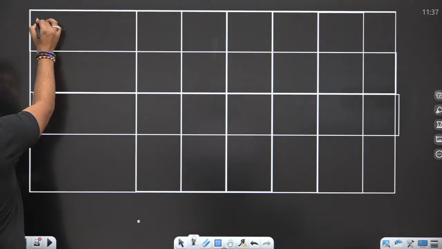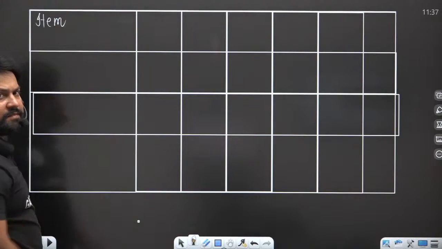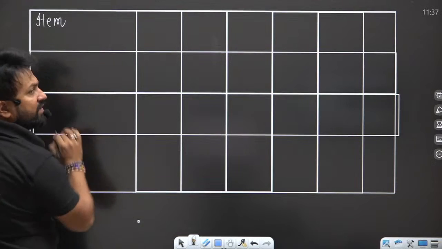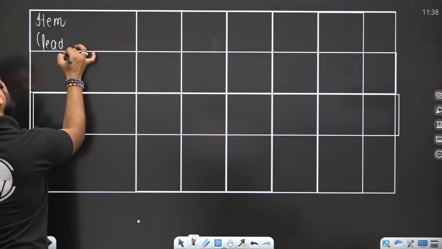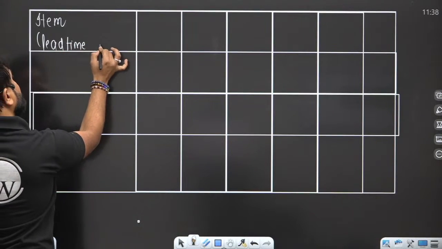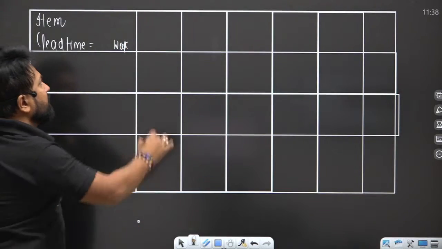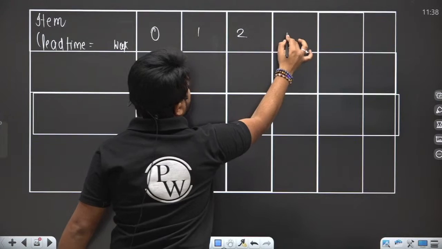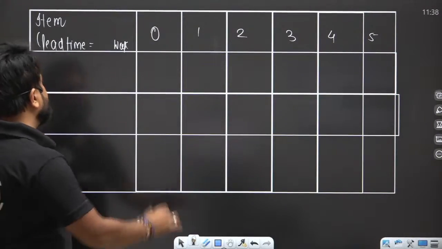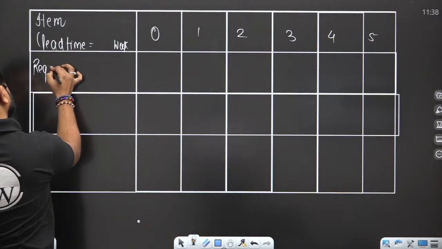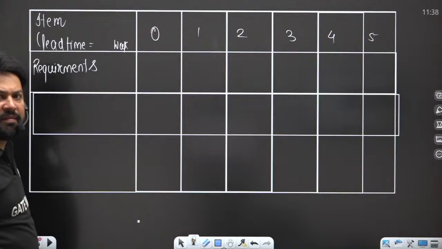Item. Okay, which item you want, and write down the lead time also. Lead time, right? How much is the lead time in weeks, right? Here the weeks 0, 1, 2, 3, 4 and 5, right? Then write down the requirements. How much requirements is there?